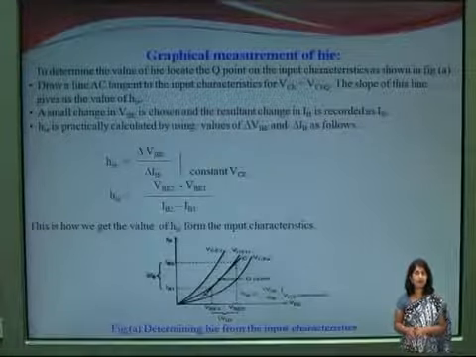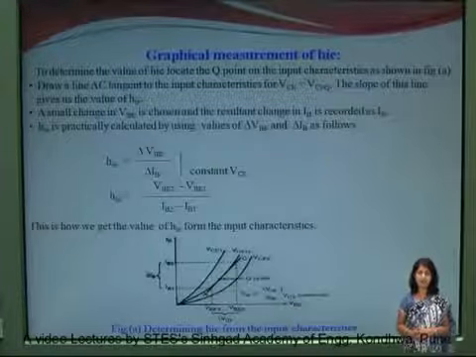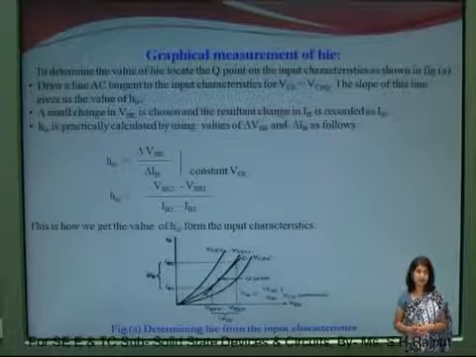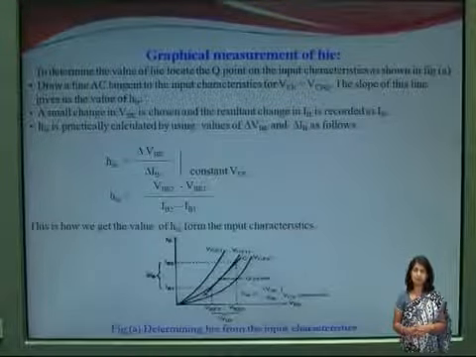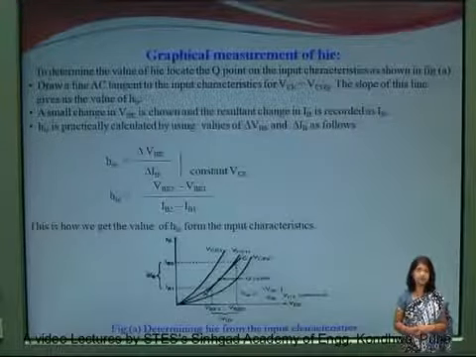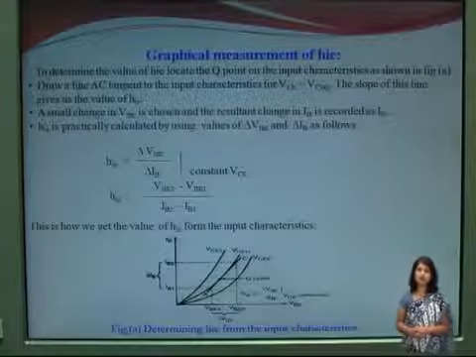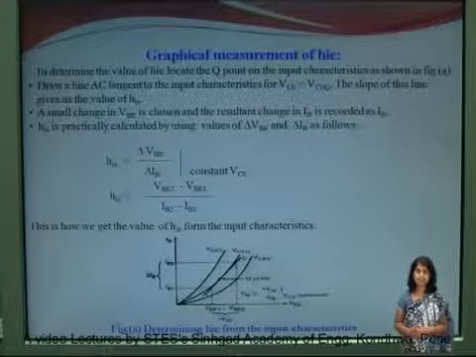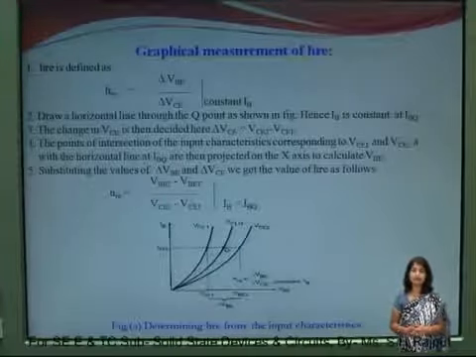Now as a small change in VBE is chosen over here, the resultant change in IB can be calculated. Now hIE is given by VBE2 minus VBE1 divided by IB2 minus IB1. Here del indicates the small change in VBE with respect to the small change in the base current. This is how we get the value of hIE from the graph, which is the input characteristics curve for the transistor. Let's move to the second point, how to measure hRE by graphical analysis.